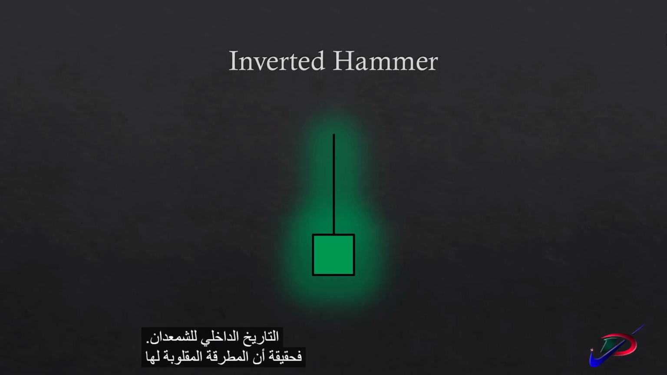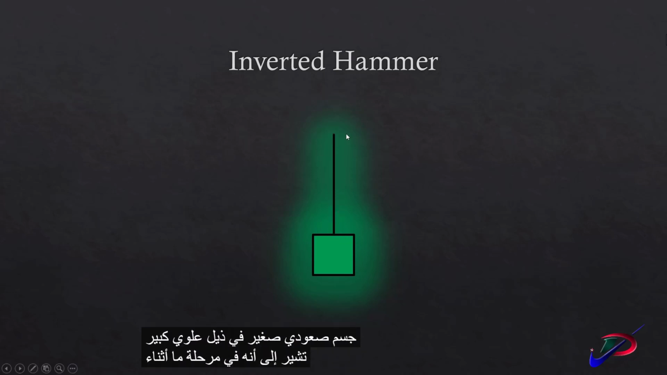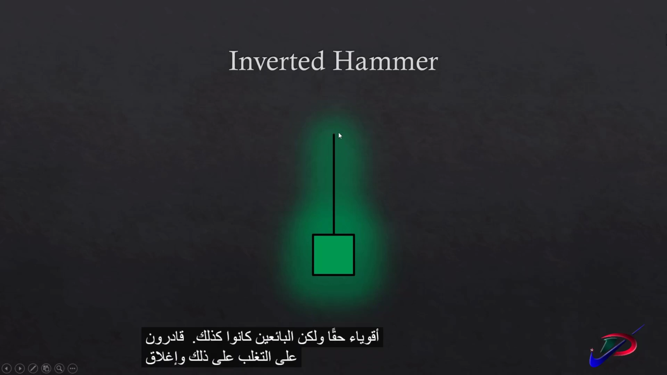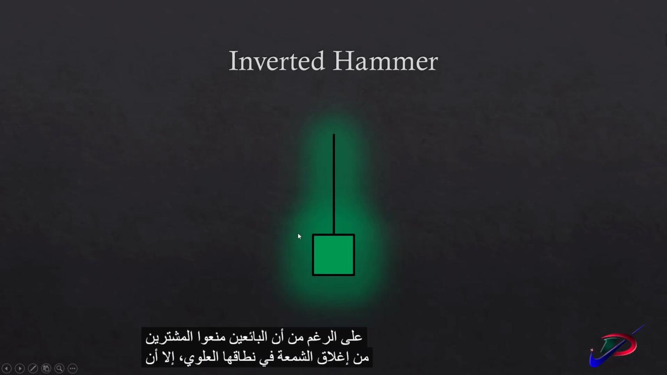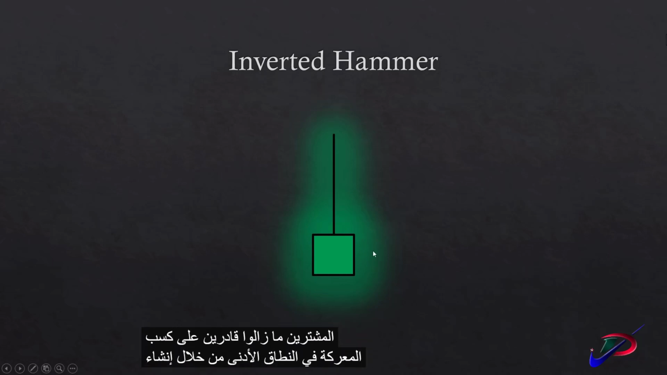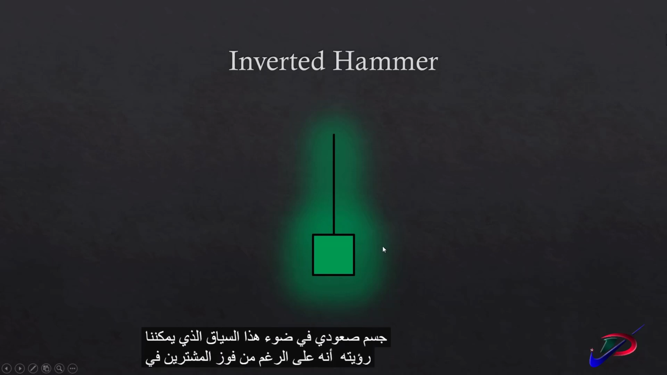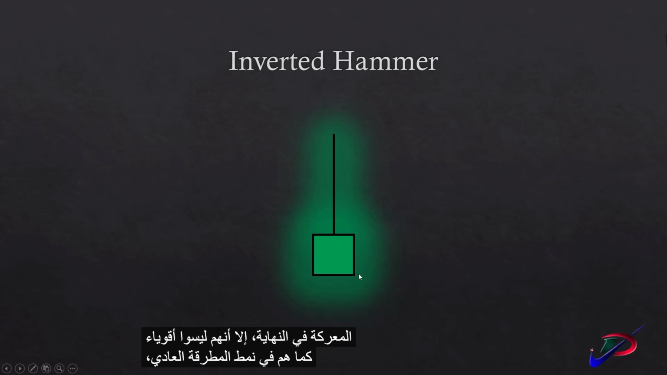The fact that the inverted hammer has a small bullish body and a large upper tail implies that at some point during the formation of the candlestick, buyers were really strong. However, sellers were able to overcome that and bring the closing of the candlestick to its lower range. Even though sellers prevented buyers from closing the candle on its upper range, buyers still managed to win the battle in the lower range by creating a bullish body. Given that context, we can see that even though buyers won the battle in the end, they are not as strong as they are in a normal hammer pattern.